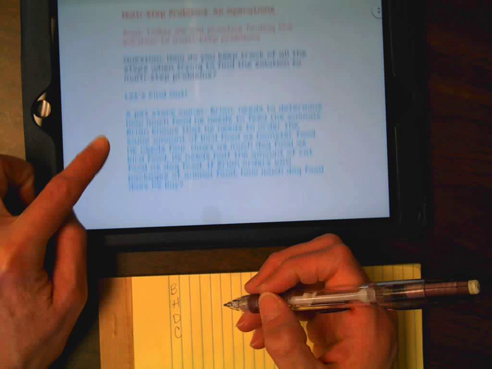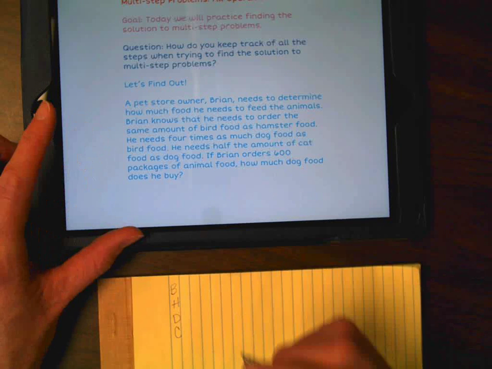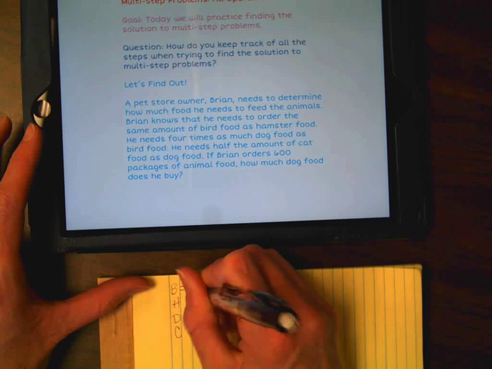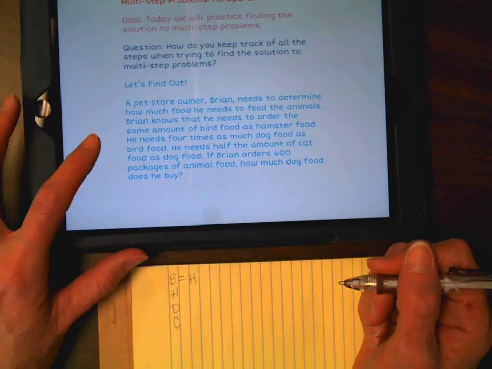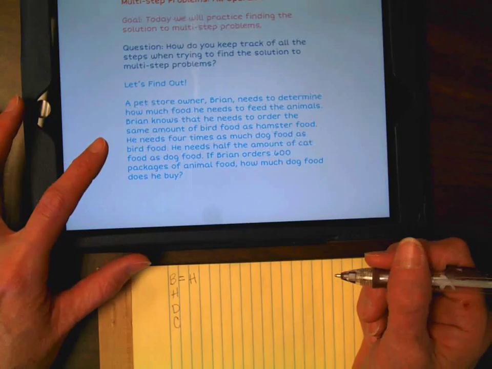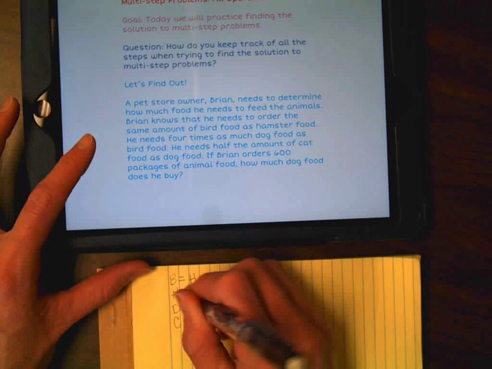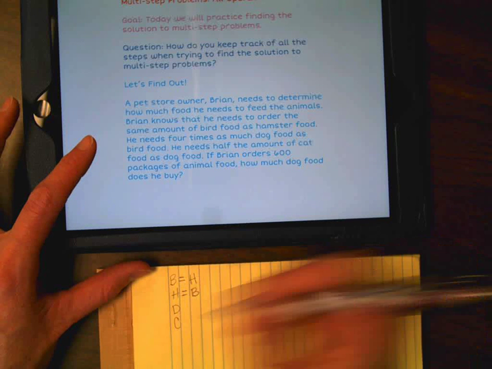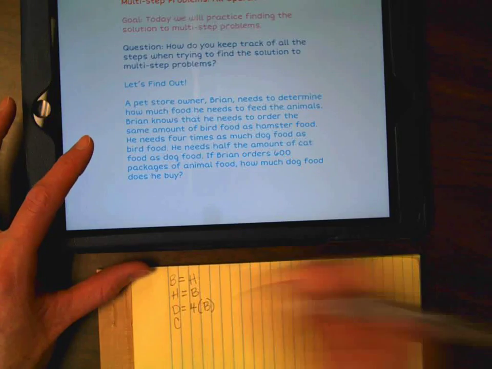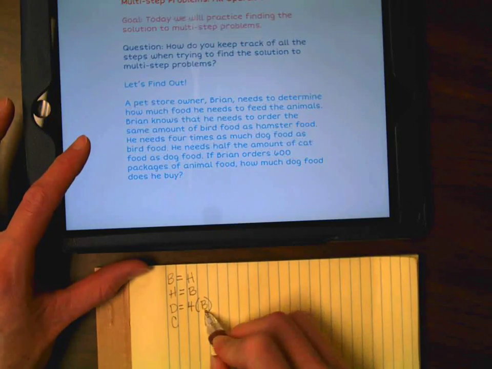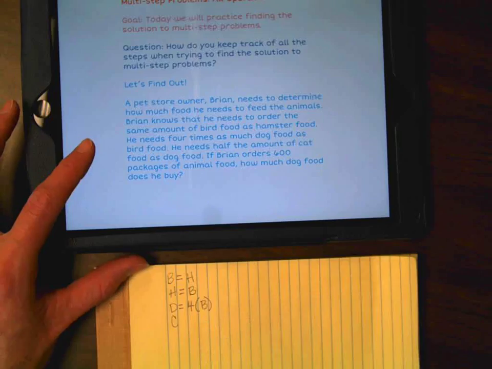So the bird, it says right here that Brian knows that he needs to order the same amount of bird food as hamster food. So for this problem, we know that bird equals hamster. That means that bird and hamster are exactly the same. Then the next thing that it says in here is that he needs 4 times as much dog food as bird food. So if we go down here, let's say the H is also equal to B, so they're equal to each other. Dog equals 4 times what the bird eats. So if I write it like that, that's telling you that I have to take whatever the bird is and do it 4 times as much, because that's what it says in the story.